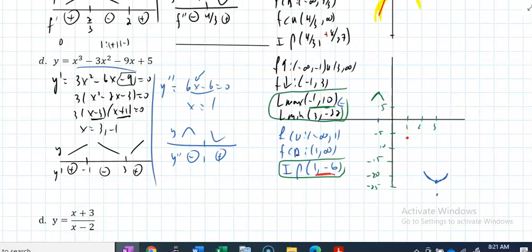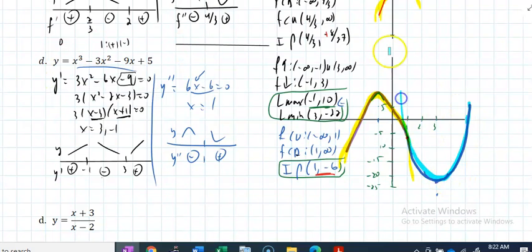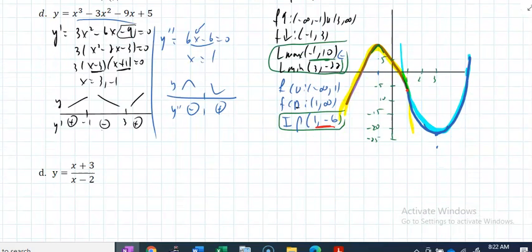So you start from the inflection point, and concaving down should look like this, and concaving up should look like this. Again, you're trying to mimic the parabola opening down and the parabola opening up, and you'll notice everything matches. And that's how we do this.